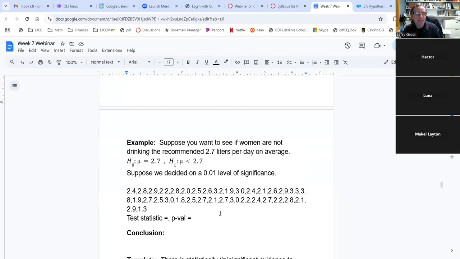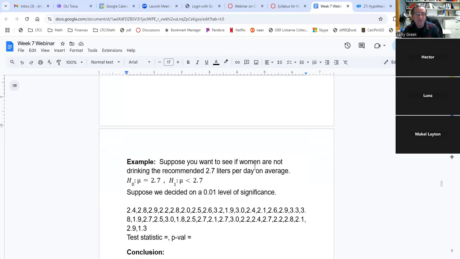Okay, so now let's suppose you want to see if women are not drinking the recommended 2.7 liters per day on average. I don't know if you know, but that's the amount of fluid women are supposed to drink, at least. Okay, and if you don't drink enough, there's health issues. I think this doesn't count alcohol, because you're not supposed to drink a lot of alcohol anyway. So this is like water and maybe orange juice and stuff like that. Suppose we decided on a 0.01 level of significance.